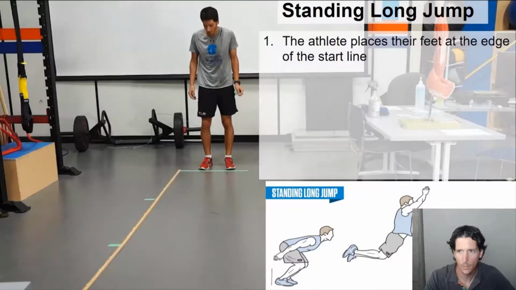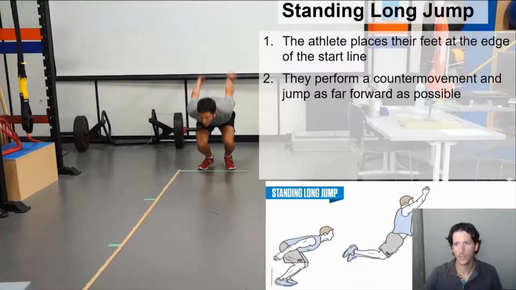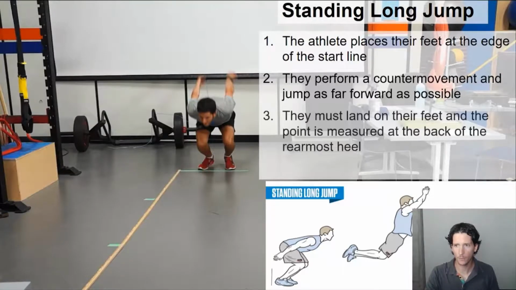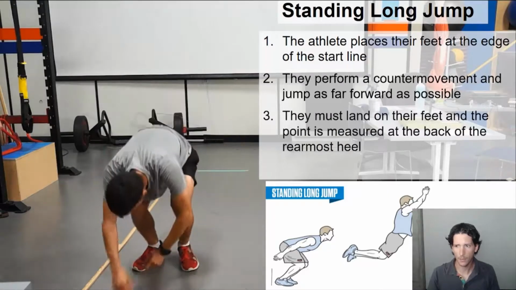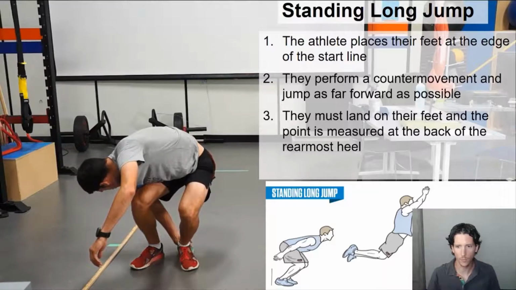All right. So our last test will be the standing long jump. So the athlete will place their feet at the edge of the start line. Then they'll perform a counter movement similar to that vertical jump. And then they'll jump as far forward as possible. And they must land on their feet, and the point is measured at the back of the rearmost heel.